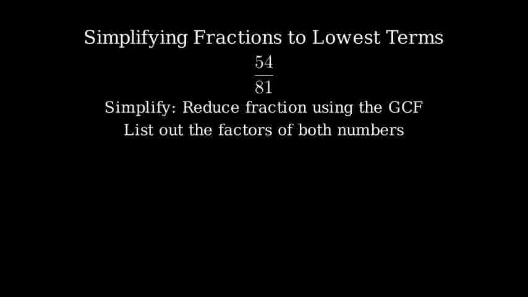Let's start with 54. Its factors are 1, 2, 3, 6, 9, 18, 27, and 54. Now, let's list the factors of 81, which are 1, 3, 9, 27, and 81 itself.